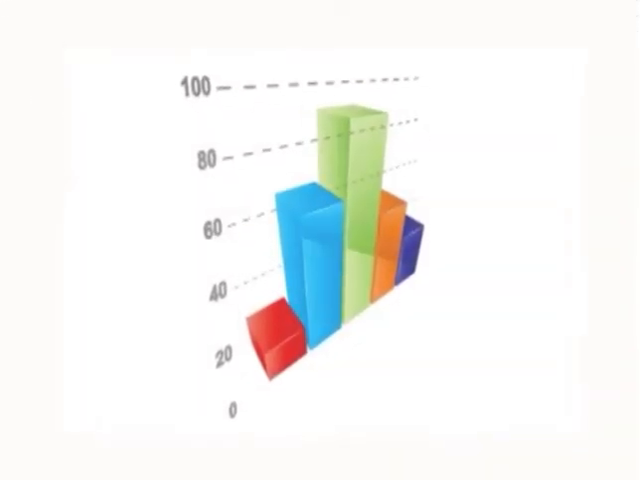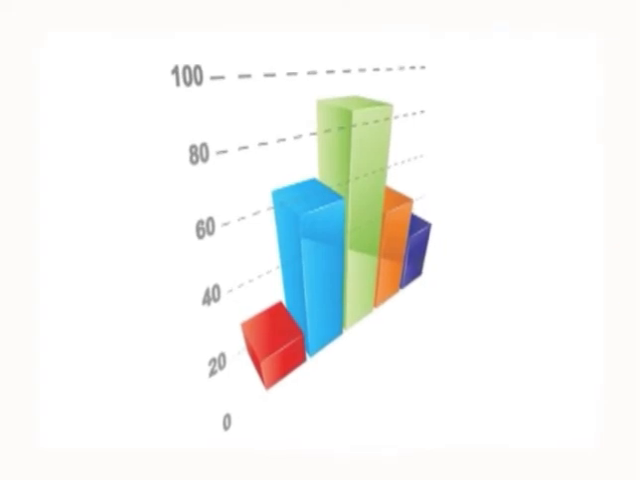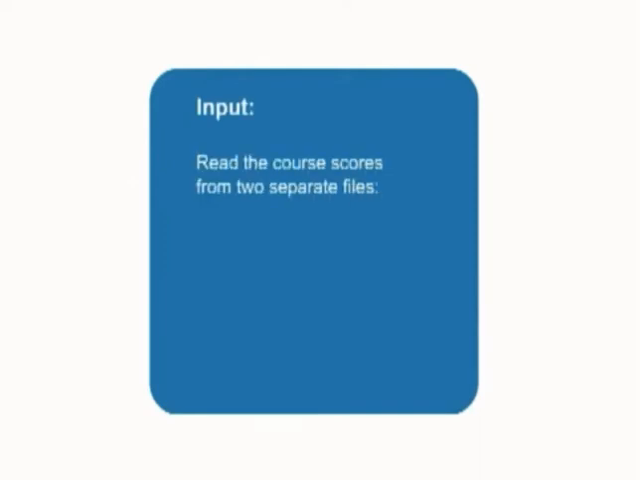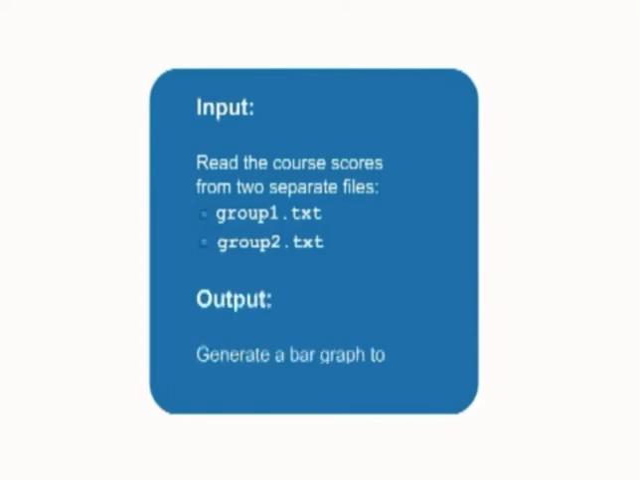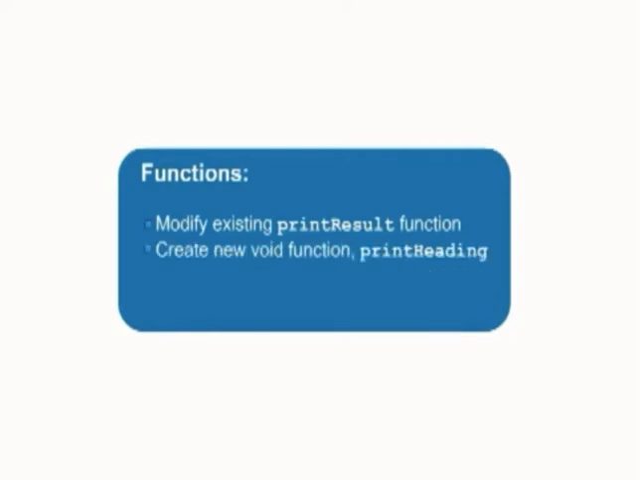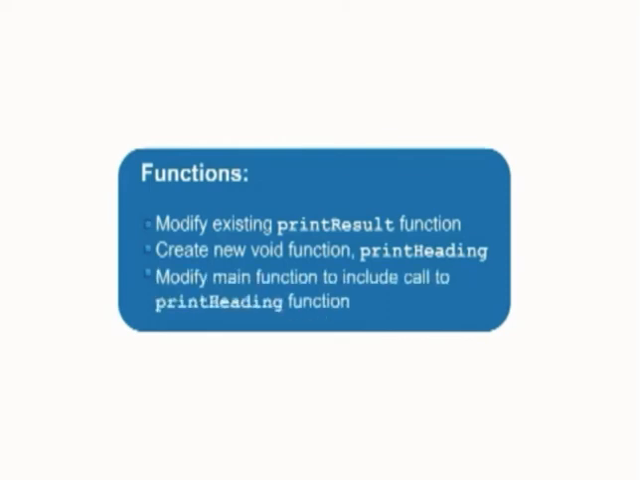You can modify the function printResult, which was defined in the first part of the program, to display the course averages as bar graphs. Using the same input, reading course scores from group1.txt and group2.txt, you can output the course averages visually in the form of bar graphs. To do this, you can modify the existing printResult function to display the results using symbols to represent the average course scores in the form of bars, add a printHeading function to display the heading, and modify the main function to call these functions.